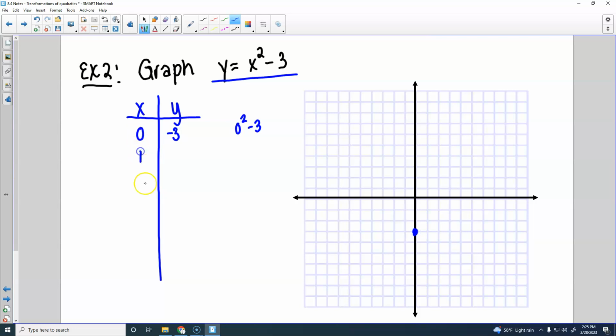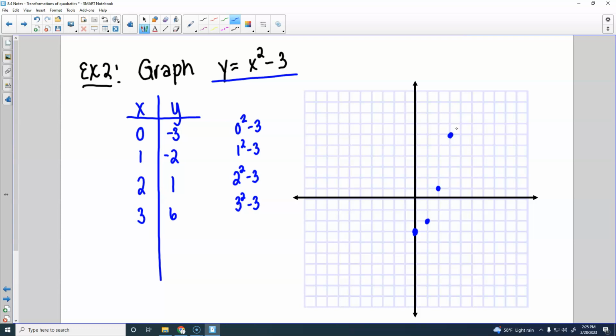If I plug in 1, I will get 1 squared minus 3. It's just 1 minus 3. That's going to give me negative 2. Okay? 2. It's going to be 2 squared minus 3. That is 4 minus 3, which is 1. So 2, 1 will be right here. If I plug in 3, I'm going to have 3 squared minus 3, which is 9 minus 3, which will give us 6. So 3, 6 would be right here.